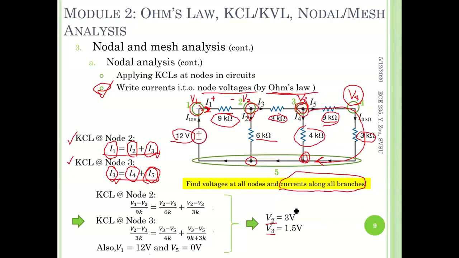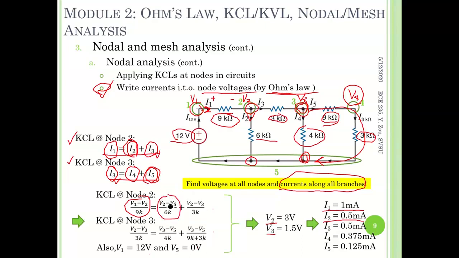Since we said both nodal and mesh analysis are eventually for finding every voltage and every current, basically everywhere in the circuit, how to find the current? I1, again, we have clearly discussed here. I1 is equal to nothing but V1 minus V2 divided by 9 kilo ohm. Same thing for I2. We have already discussed here. It is equal to V2 minus V5 divided by 6 kilo ohm, and so on and so forth for the rest of the currents.